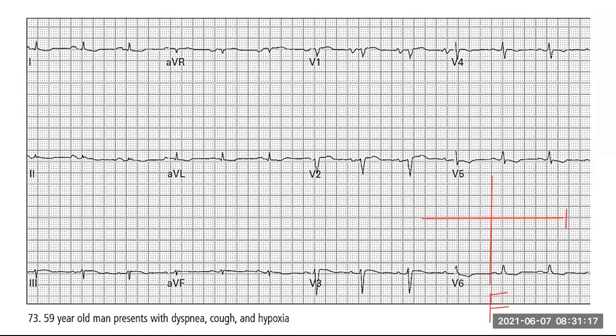All right. So we know lead one is positive. That means the electricity is moving towards it there. So we know we've either got a left axis or a normal axis. Which one will give us a clue? We've got to look at AVF. And AVF is pointing up or down.